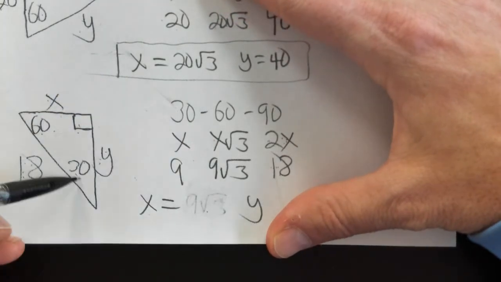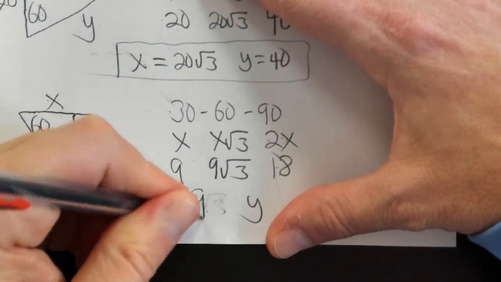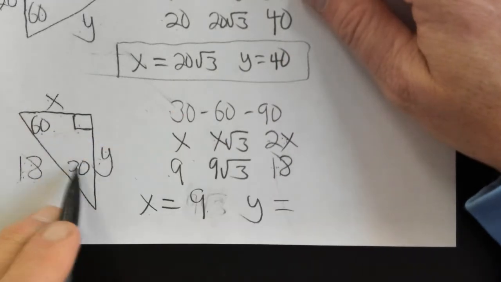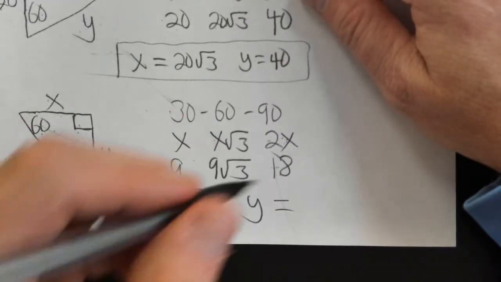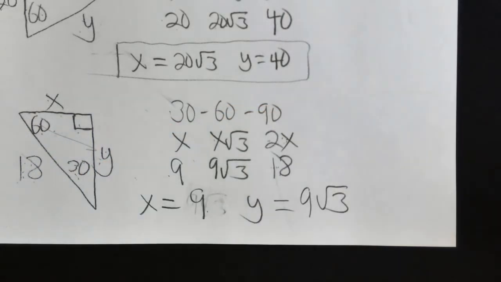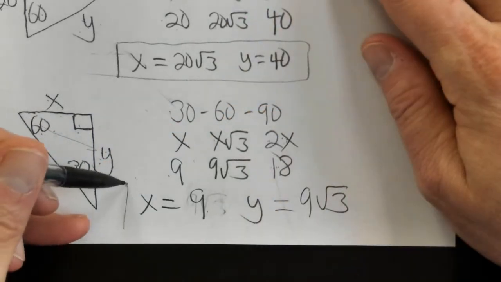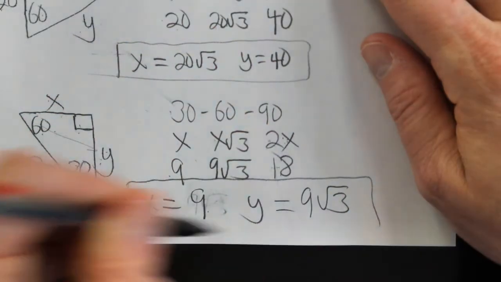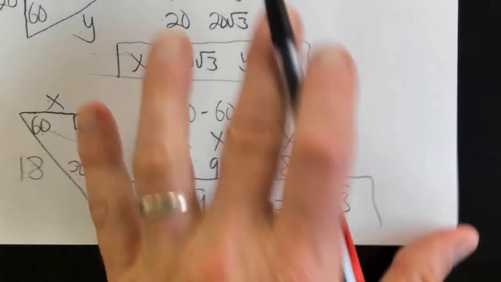The x is the 30 column, and the 30 column is 9. The y is the 60 column, and so the y is 9 square roots of 3. All right? So those are your two correct answers. Let's practice a few more of these here now.